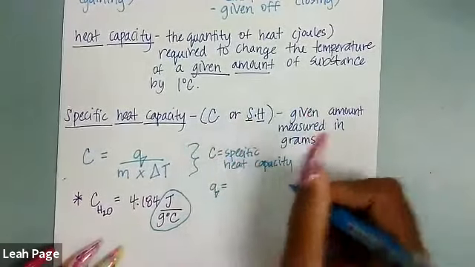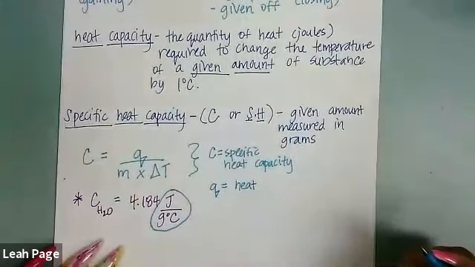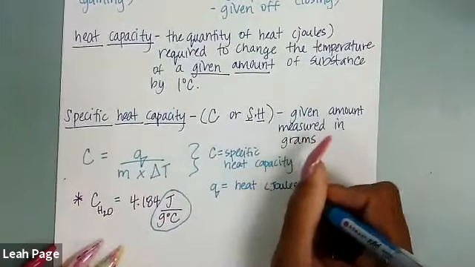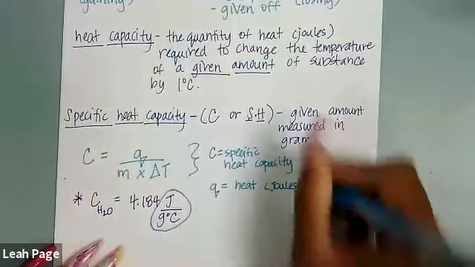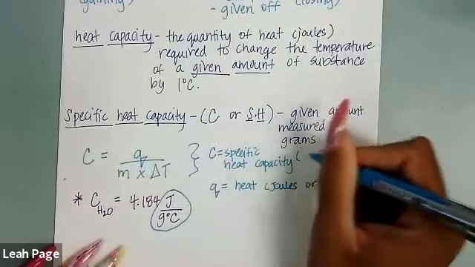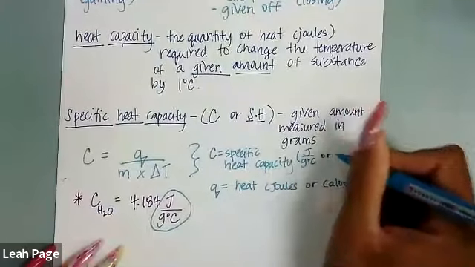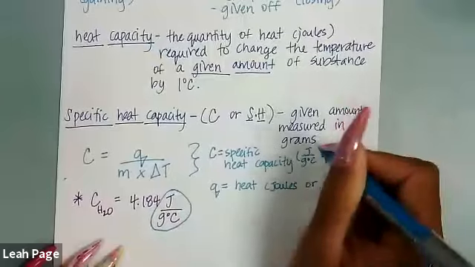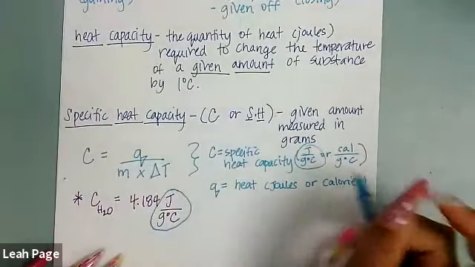Q stands for heat, and the Q is measured in joules or calories most of the time. The specific heat capacity is going to have units of joules per gram degrees Celsius or calories per gram degrees Celsius. But most of the time in this class, we're going to use J over g degrees Celsius.